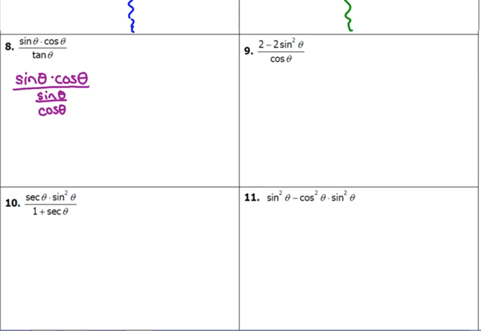Now we have a fraction within a fraction. We always flip the bottom one and we turn that into multiplication. So I flip the bottom over, it's times cosine theta over sine theta. So we can cancel the sine of theta, because one of them's in the numerator and one of them's in the denominator. And then cosine times cosine is cosine squared.